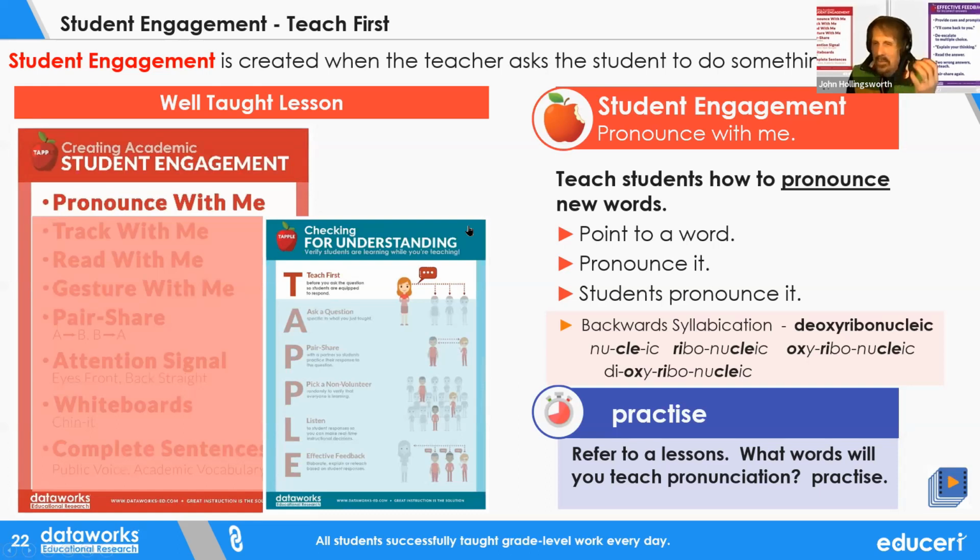Now, I did that explicit direct instruction at the beginning to kind of teach you how to say the new words we're going to use. So the pronounce with me is our first strategy. We want students to be able to pronounce the big words in the lesson. Now, here's the secret when you do it. Pure listening and speaking is just you saying a word and the students repeating it. But we want to support reading at the same time. So we're going to have the student look at the word at the same time.